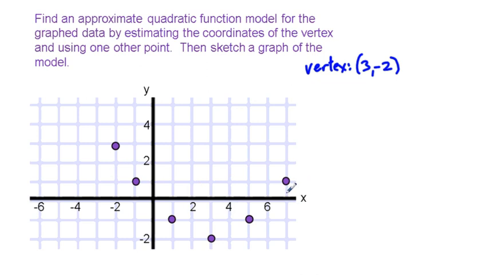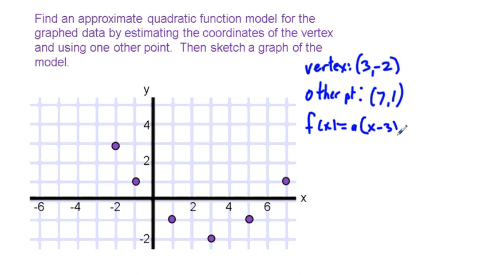So we can go to get one other point. I don't know which one we want to get. I'm going to take this other point. I'm going to take this 7, 1, so other point. We'll put 7, 1. And so now we can find a quadratic function. We'll take f of x equals a times x minus h. So we'll put x minus 3 squared plus k. So we put minus 2 here.